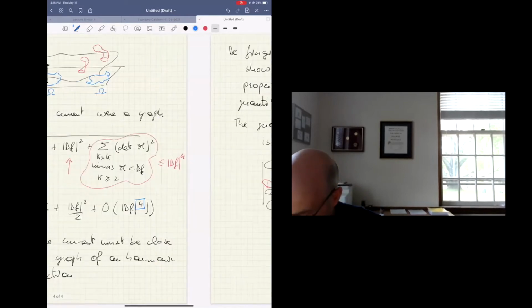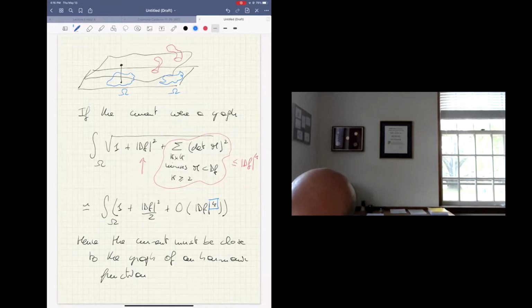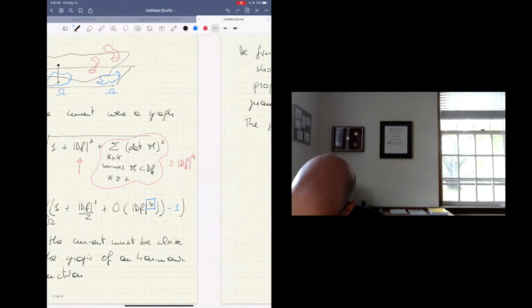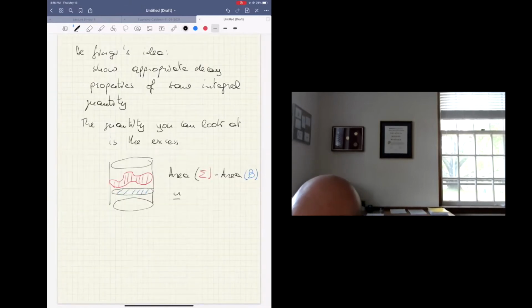Okay, and when you go back to this formula over here, if you're looking at the excess, you just mean that you are subtracting the basis of the cylinder, so the area of your domain, which means that in this expression it's as if you are subtracting 1. So the quantity that you're looking at, which is called the excess, looks roughly like the integral of modulus of df squared.